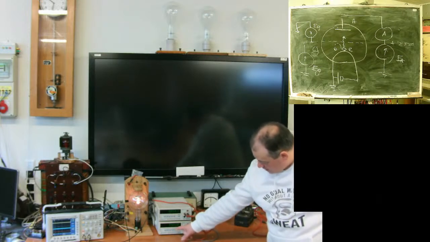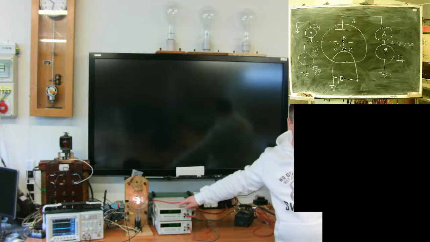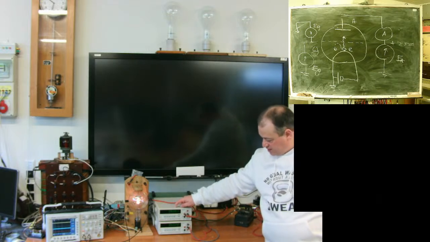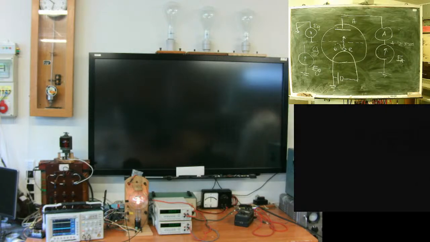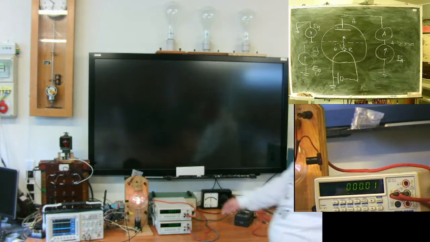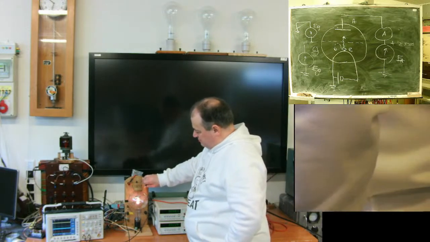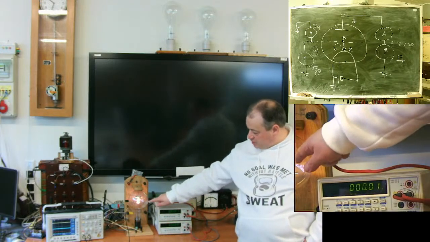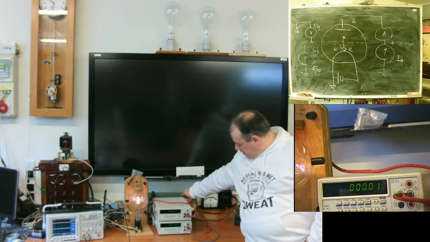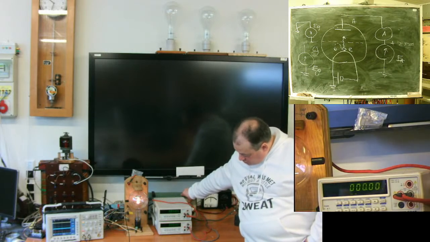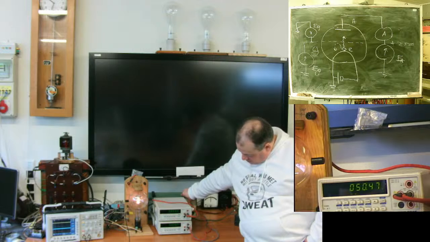Grid voltage is now minus 52 volts, all electrons are pushed back, so plate current is 0. All electrons are pushed back towards the cathode. Look, I can increase voltage. Minus 43, minus 20. Okay. Come back.